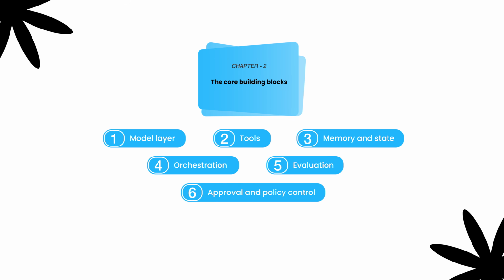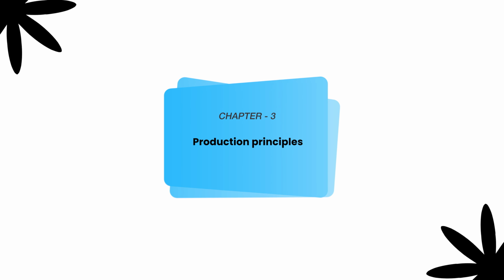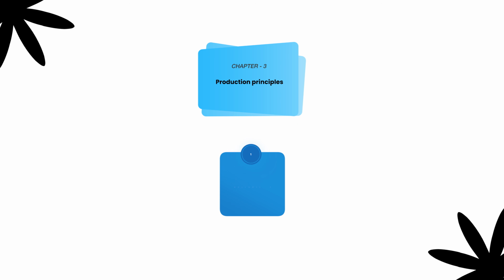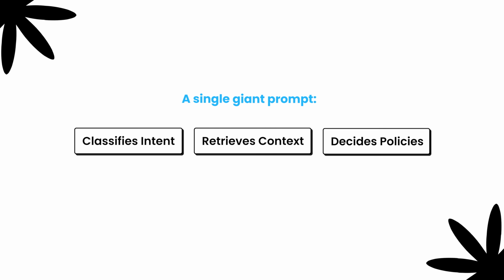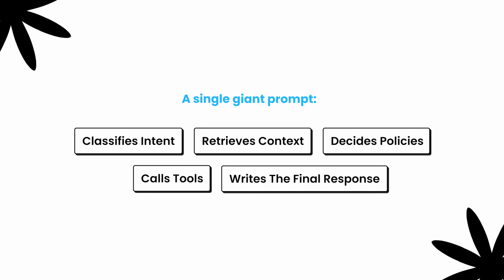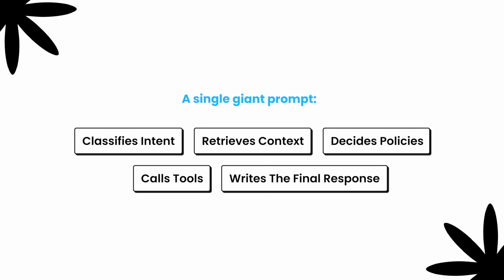Now that you have the main building blocks, let's talk about the production principles that hold the entire system together. The first one is reliability. Reliability means that the system behaves predictably even when the model does not. You get reliability through decomposition, contracts, retries, validation, fallbacks, as well as monitoring. What you do is decompose large prompts into smaller steps. A single giant prompt that classifies intent, retrieves context, decides policies, calls tools, and writes the final response is going to be very hard to test. Smaller steps are rather easier to evaluate and debug.